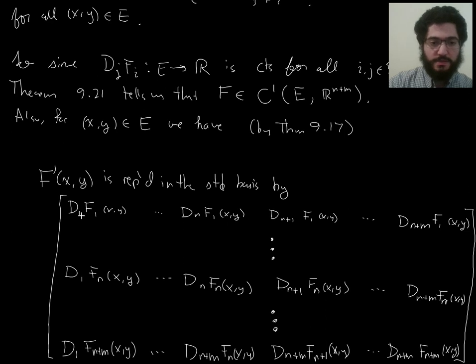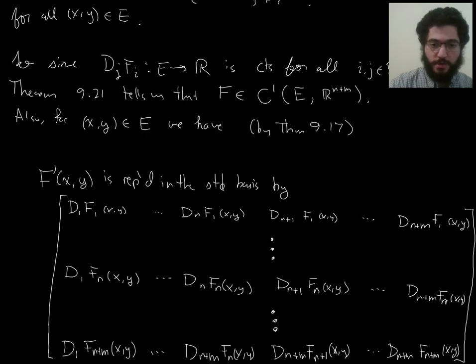And they are this. So the first row is the partial derivatives of the first component of f sub 1. And then the second row is the partial derivatives of the second component of f sub 2, and so on, all the way up to partial derivatives of the nth component of f. And then n plus first, n plus second, and so on, all the way up to the last row, which is partial derivatives of the n plus mth component of f.